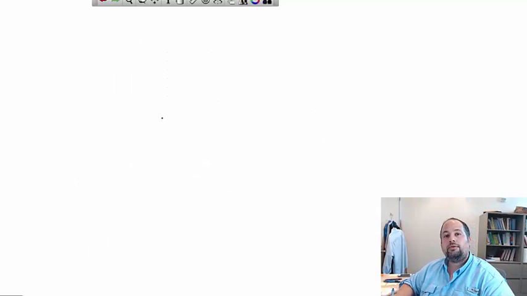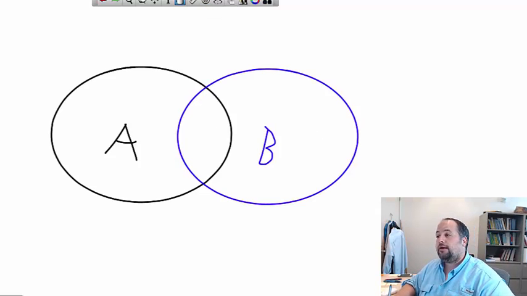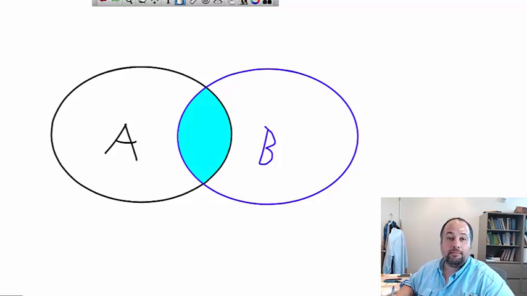Finally, let's talk about intersection and union, which are very important set concepts that come up a lot and are really most easily described with a Venn diagram. Okay, so here we have two sets, A and B. Our intersection is this area here where both A and B overlap. Our union includes all of set A, all of set B, and the intersection.